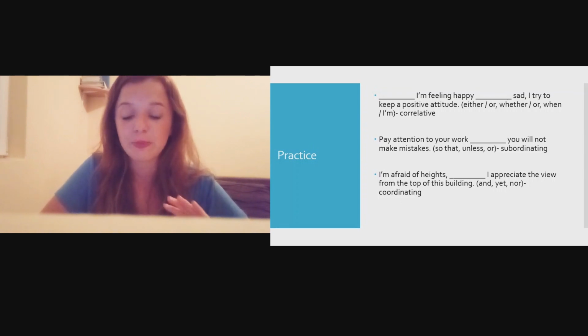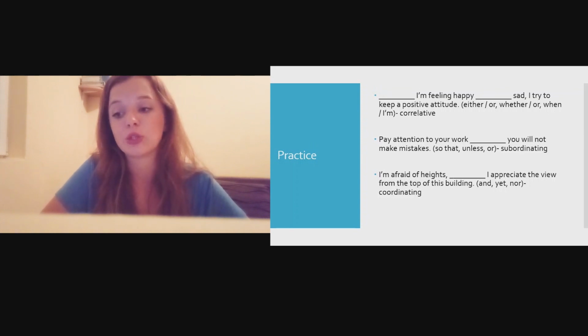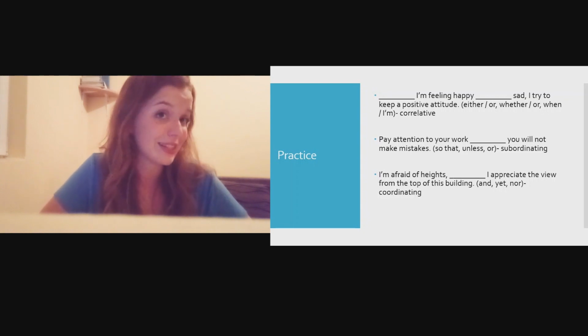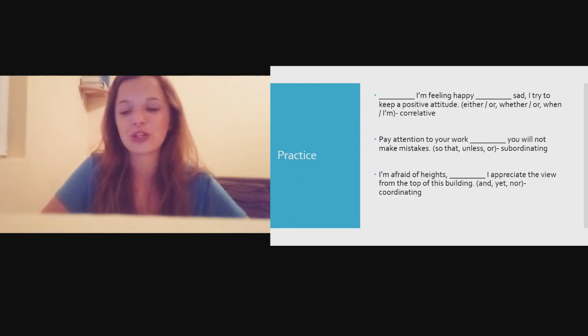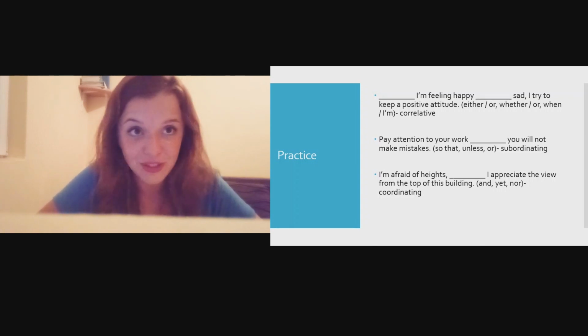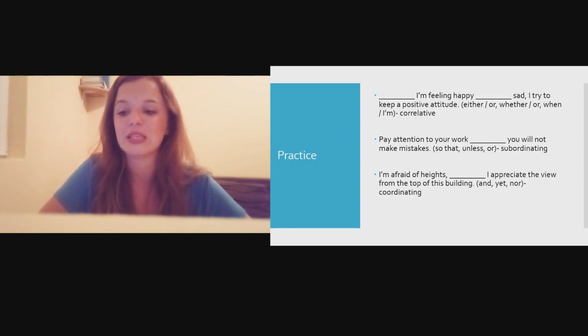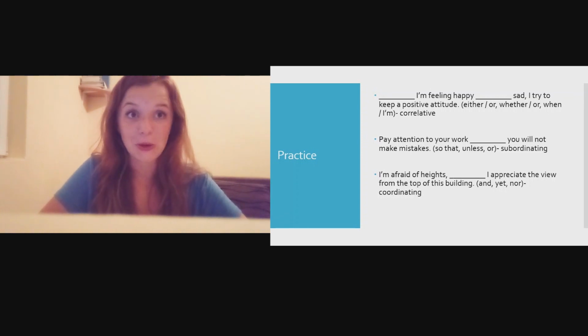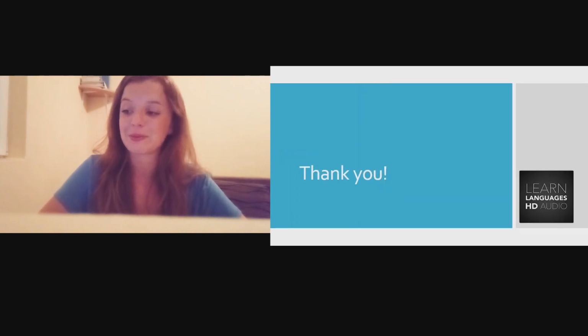I'm afraid of heights, blank. I appreciate the view from the top of this building. So and, yet, nor, another coordinating conjunction, and which one you're going to use. I'm afraid of heights, yet I appreciate the view from the top of this building. So even though I'm afraid of heights, I appreciate the view from the top of this building.